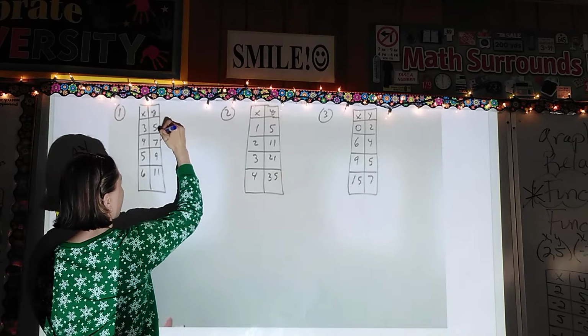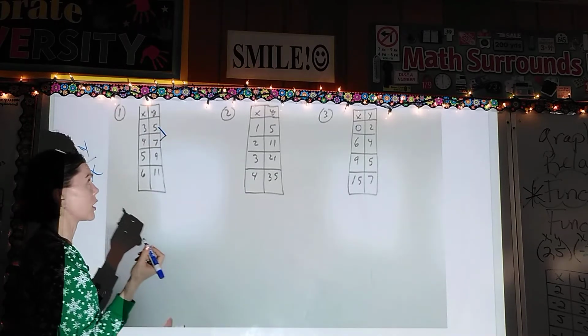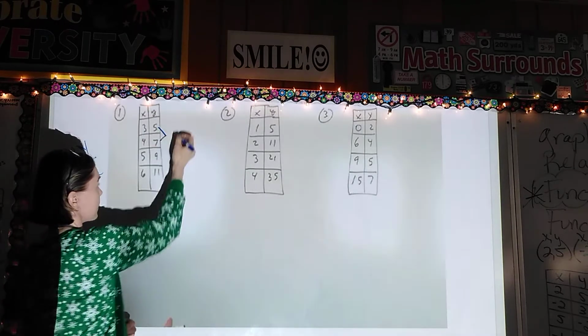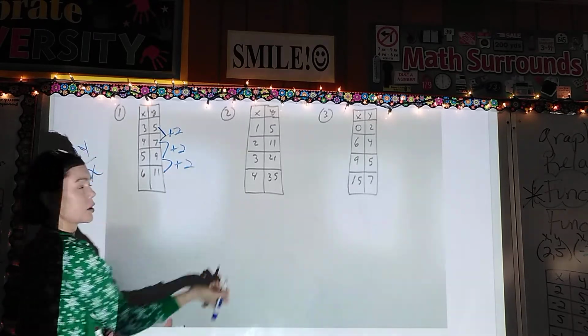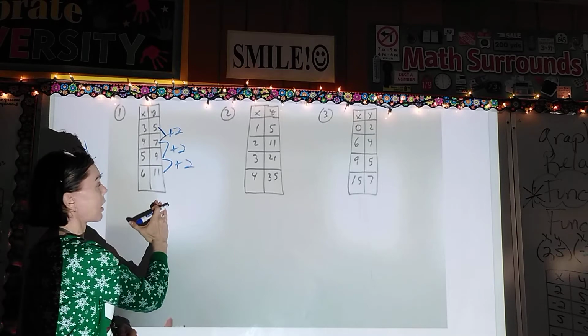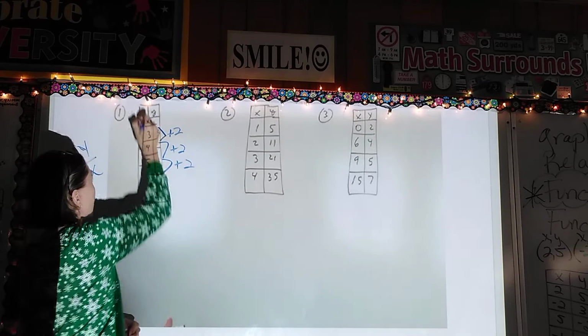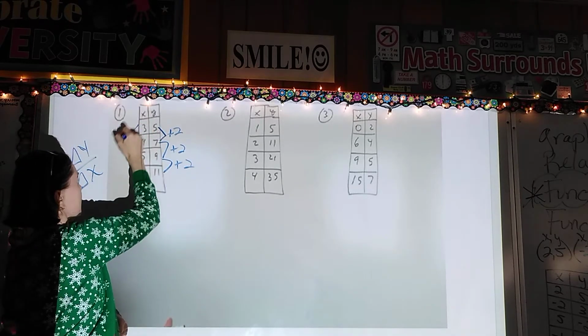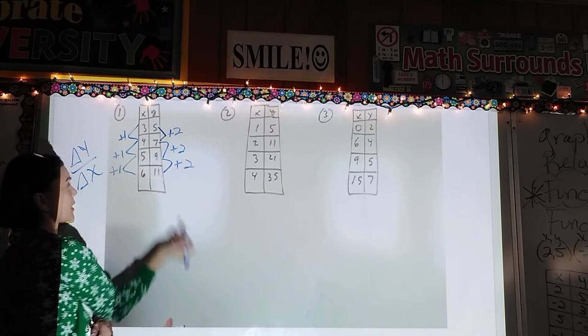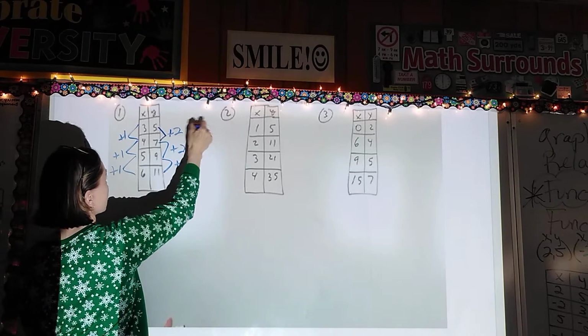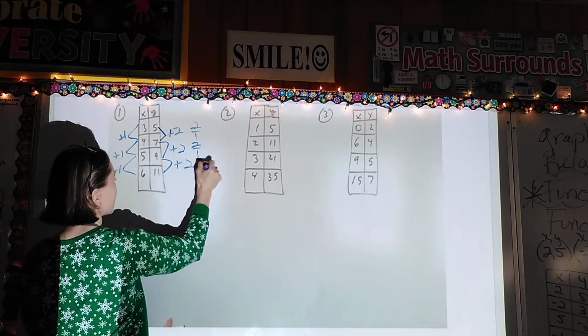So, I've already started marking it here. The difference between 5 and 7 is a positive 2, positive 2, positive 2 on our range. With the domain, from 3 to 4 is a positive 1, from 4 to 5 is plus 1, and from 5 to 6 is plus 1. So we can see that this is 2 over 1, 2 over 1, 2 over 1.